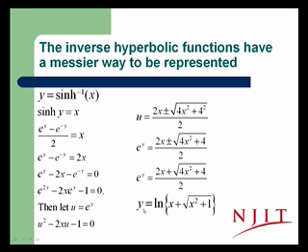Taking logs of both sides, you get y is equal to the natural log of x plus the square root of x squared plus 1. So that's a mouthful, and that's maybe one of the reasons that we like to name it y equals inverse hyperbolic sine of x, because that's a nicer way to look at it than this log.